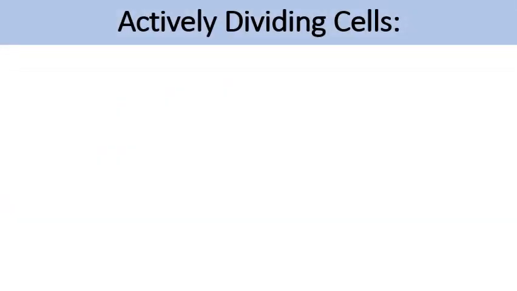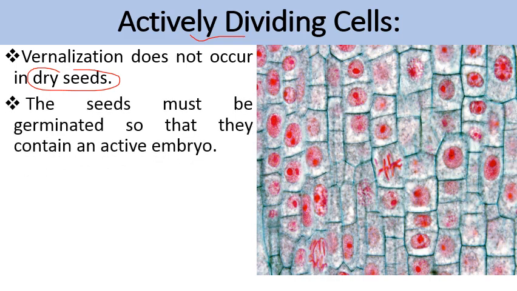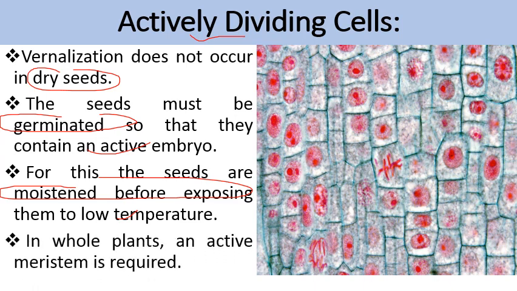Next factor is actively dividing cells that we have already discussed. So vernalization does not occur in dry seeds. The seeds must be germinated so that they can contain an active embryo, and these cells of embryo, which are continuously dividing cells, will receive the stimulus of vernalization. For this, the seeds are moistened before exposing to the low temperature. So जो seeds हैं उनको पहले moisten करना पड़ता है before they are provided with this low temperature, and after that they are able to receive the stimulus. In whole plants, an active meristem is required, that we have already discussed.